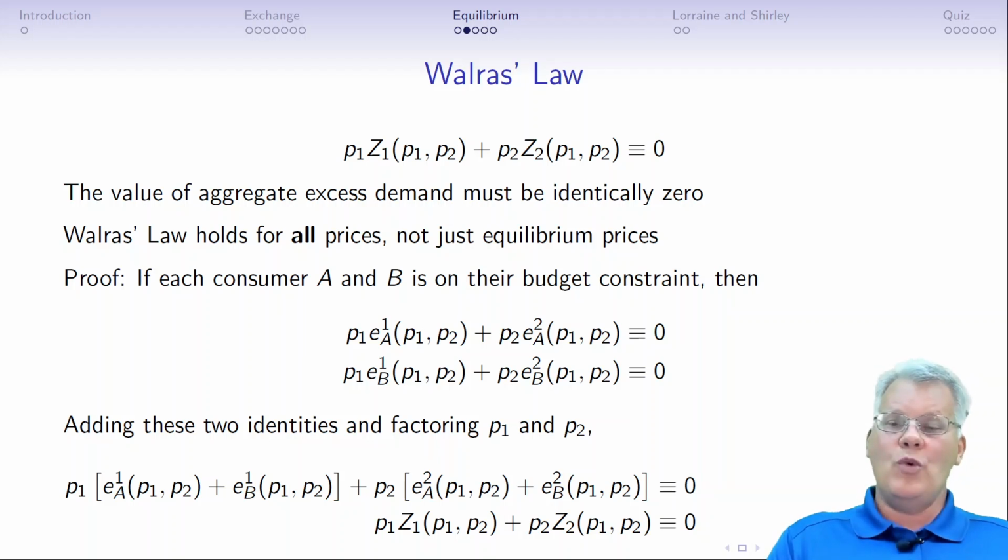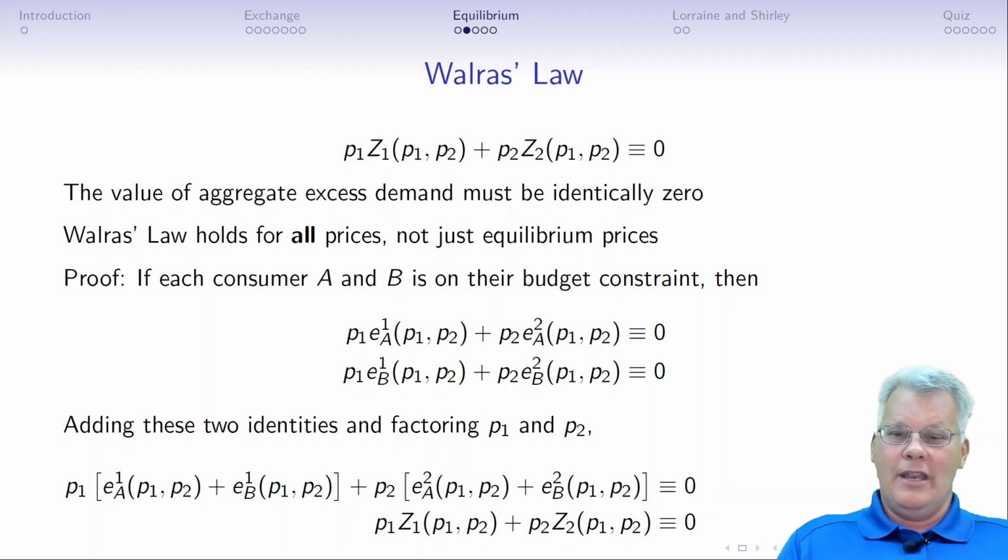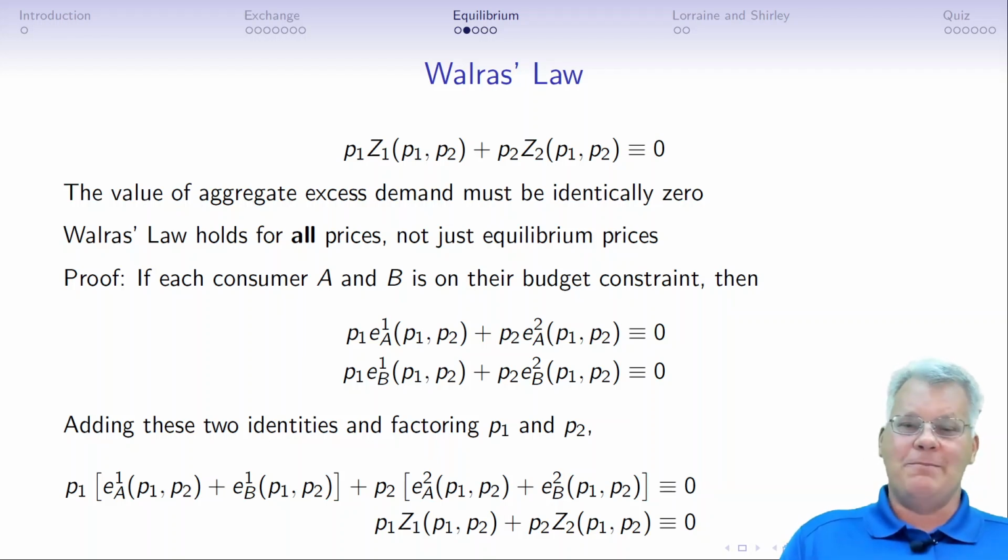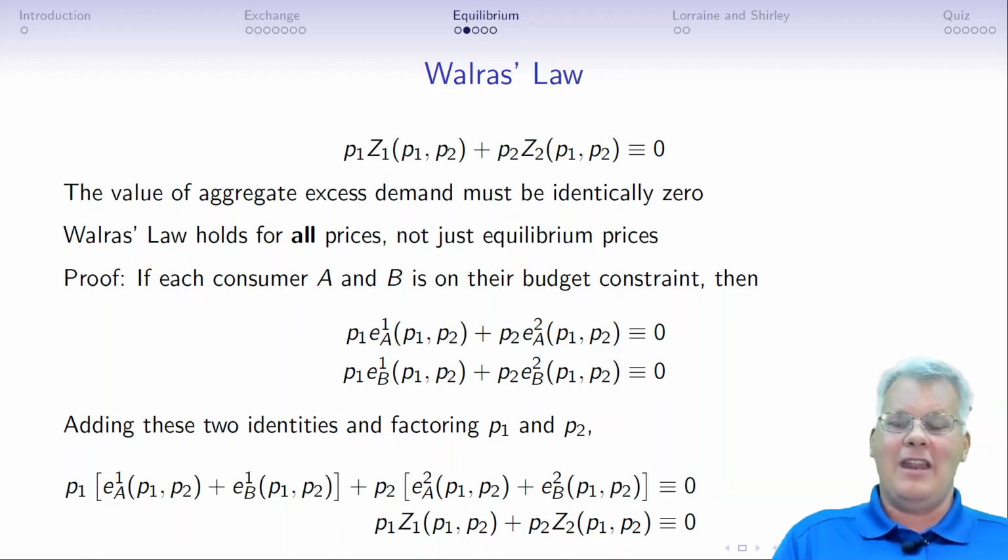So if we add these two identities together and factor out the prices, we get P1 times the sum of the excess demand for good 1 plus P2 times the sum of the excess demand for good 2 also must be identically equal to 0. But of course the sum of the excess demand over all the consumers is the aggregate excess demand. So this proves then that the value of aggregate excess demand must be identically zero. And that comes from the fact that each consumer must be on their budget constraint.